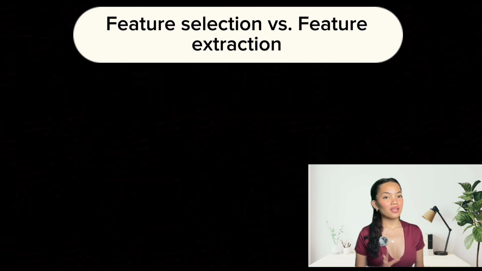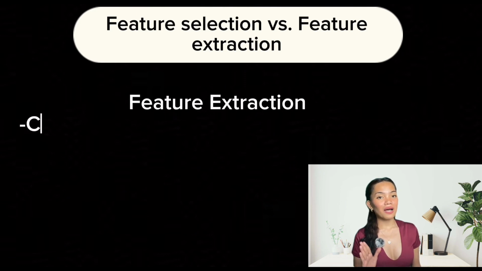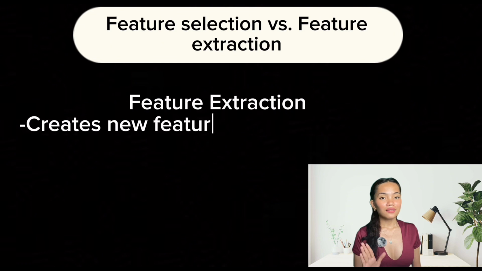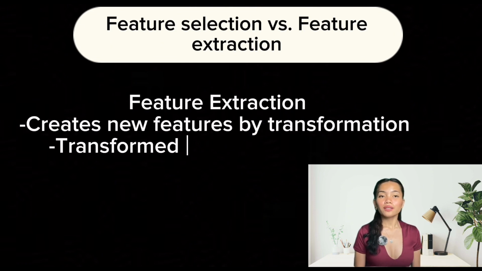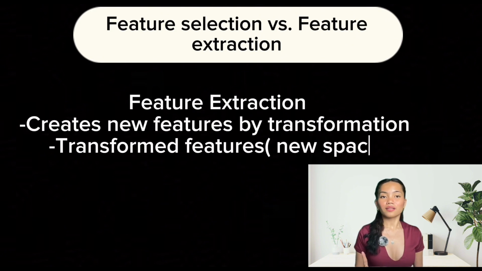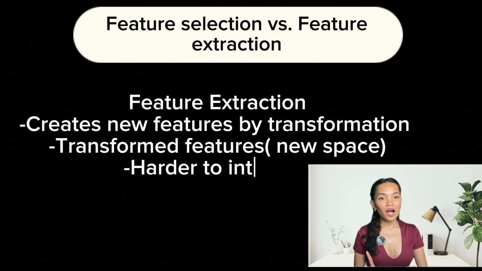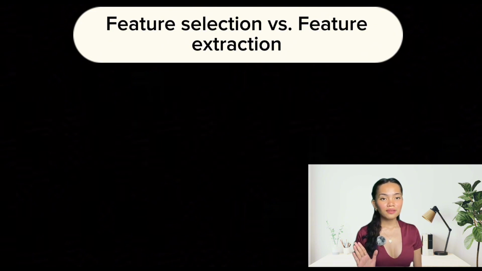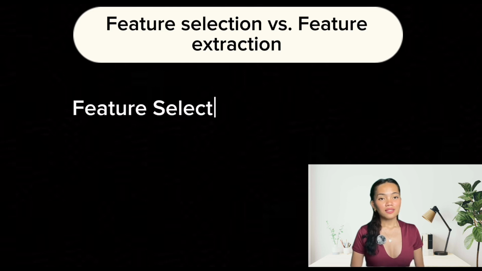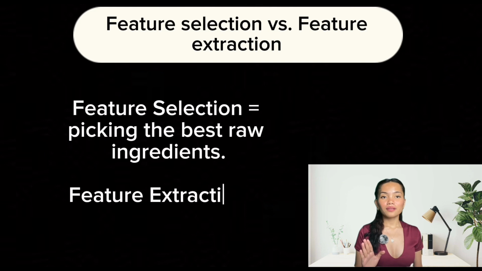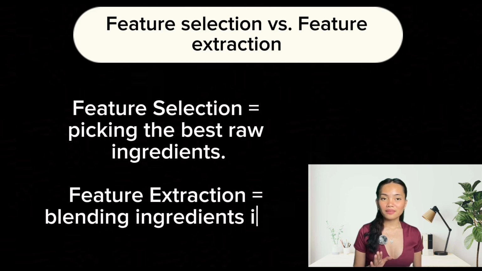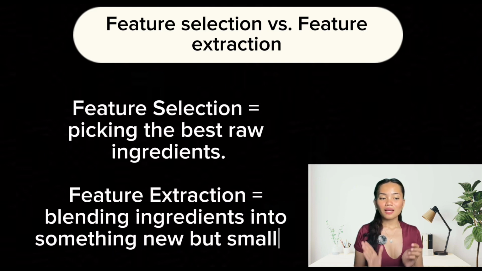While in feature extraction, the approach creates new features by transformation. In data representation, it's transformed features or a new space. While in complexity, it's hard to interpret. And in short, feature selection is picking the best raw ingredients, while feature extraction is blending ingredients into something new but smaller.